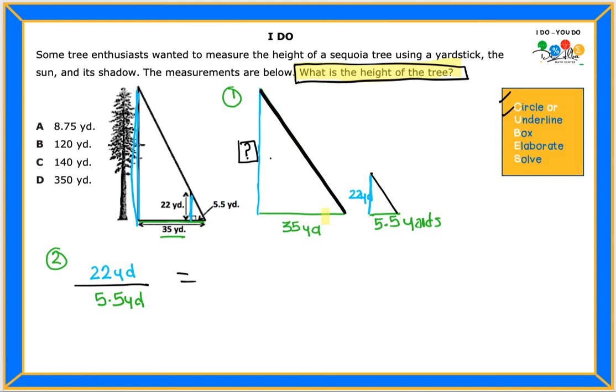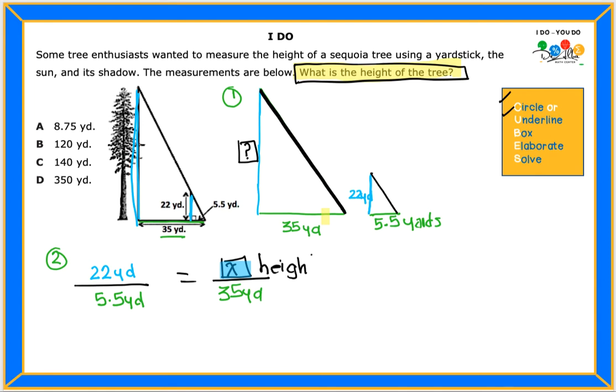Now I'm gonna look on the big triangle. So when I have 22 on the small one, what is the height that I see on the big triangle? And that's an unknown. We don't know that one. And when I have 5.5 on the small triangle, on the big triangle, I have 35. Great. So this value here is going to be the same color as this. So this is going to represent what, guys?